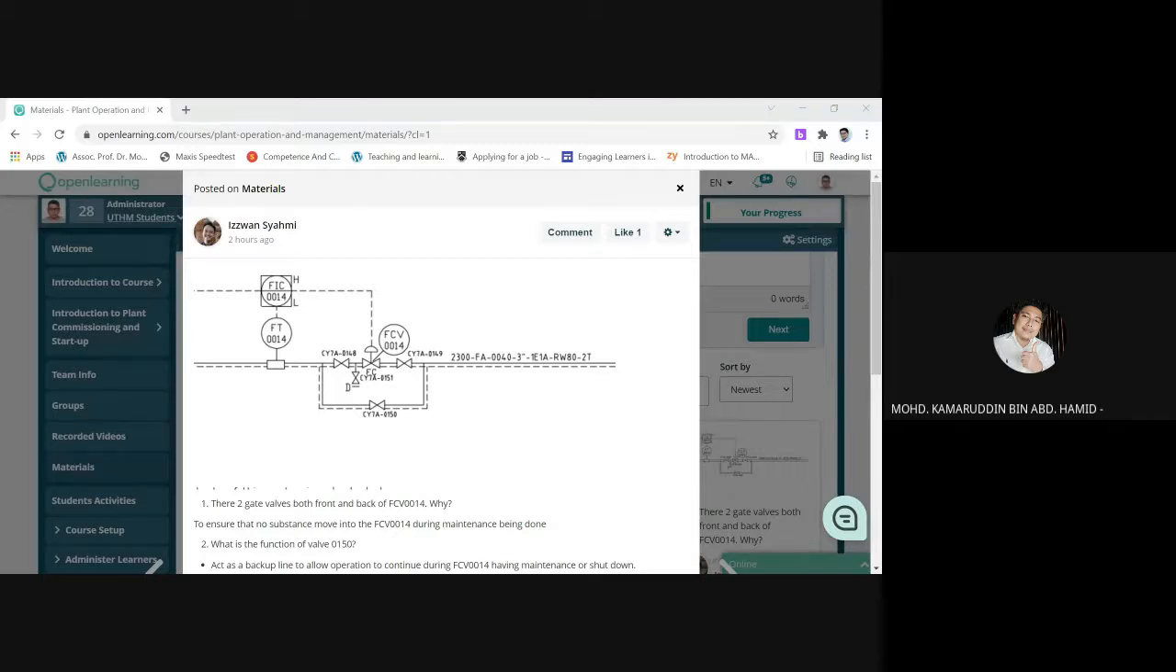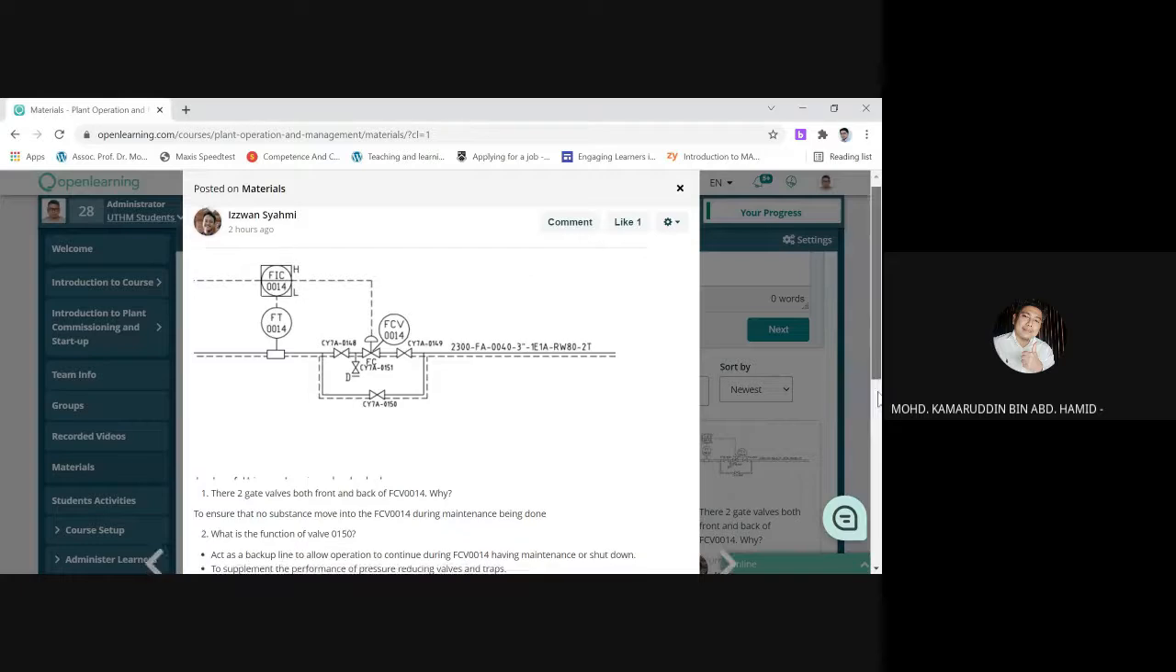Okay, the first question: there are two gate valves, both front and back of the Y-strainer. So you answer to ensure that no substance moves in during the maintenance being done. Almost there, but you don't give the reason why you need to have both two. Kenapa kena ada depan dan belakang tu? Of course, this is going to be done during the maintenance. Okay, during the maintenance, then you close those two valves.